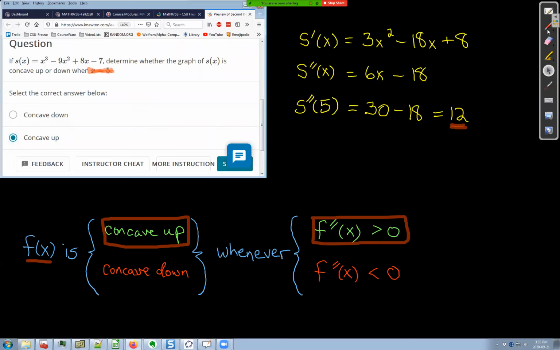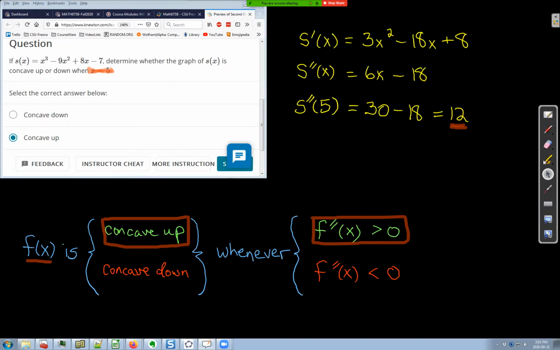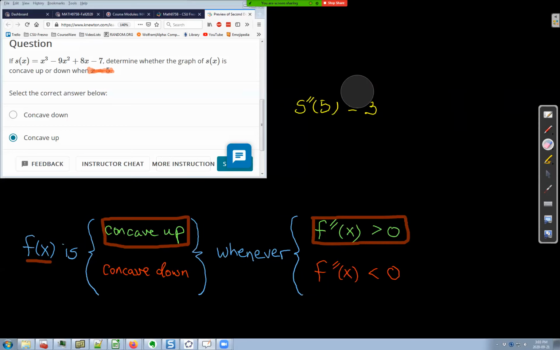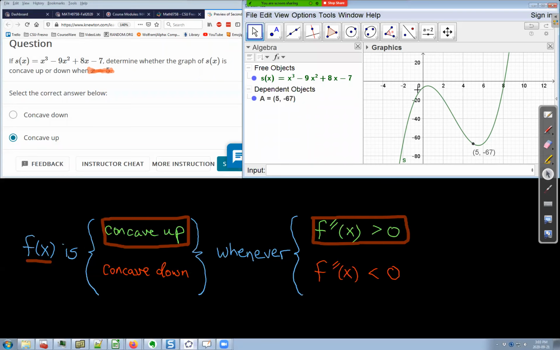Like I said, it's always satisfying to me to draw a graph and check that I was actually right. So I've got a graph that I can show you here as soon as I clear off the board. Here is the graph of the function, and as you can see, there's our point where x is equal to 5. Right at that point, it kind of looks like the function is smiling. That function is concave up.